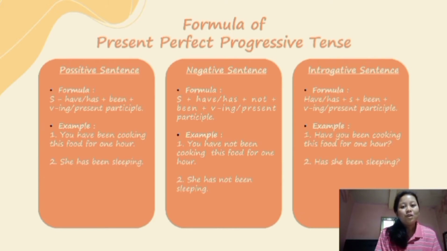So that's all the explanation about the formula of present perfect progressive or continuous tense. I'm sorry if there are some mistakes. Next, my friends will continue my explanation about this material.